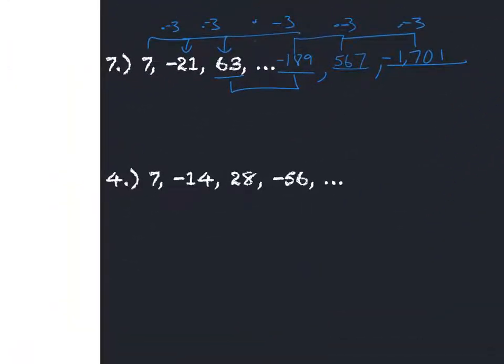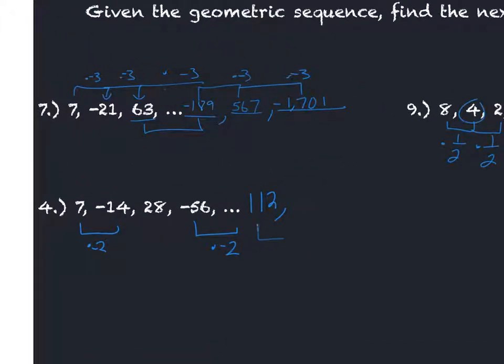And last, we could see that we're going from positive to negative, so your common ratio is going to be a negative number. In this case, it's going to be negative 2. We're multiplying by negative 2 every time, right? So to get to the next term, you'd have to multiply negative 56 by negative 2, which is going to be positive 112. Then you would need to multiply that by negative 2, which is going to be negative 224. Then you would need to multiply that by negative 2, which is going to be positive 448.